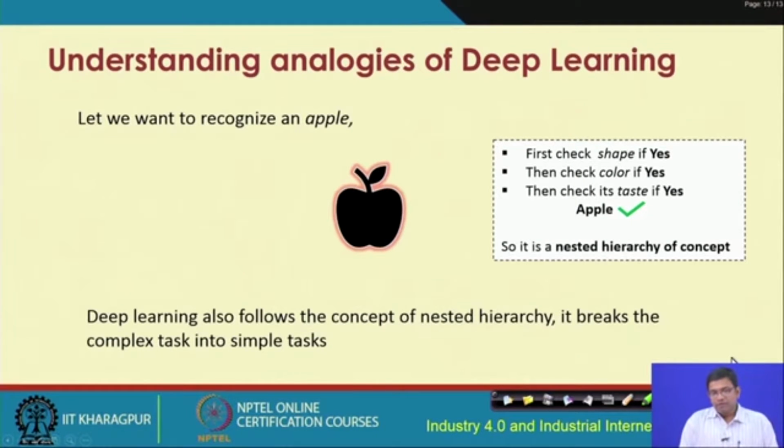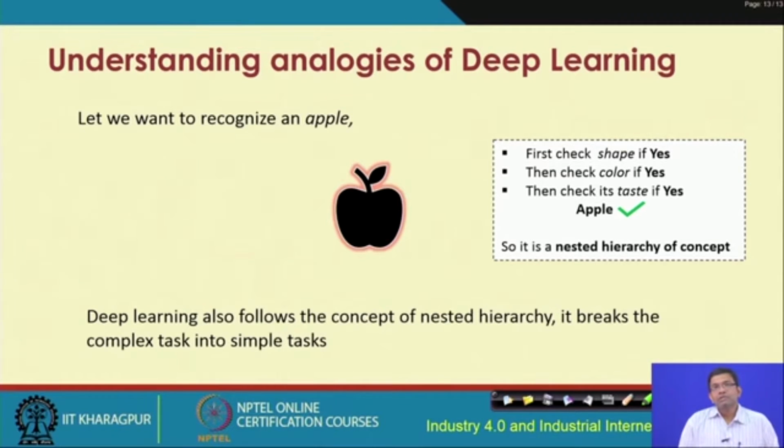Let us take an analogy from real life about how deep learning works. Let us say that we have to recognize whether this is an apple or not. First, you check the shape. If the shape is what is desirable, then you check the color. If the color is okay, then you check its taste. You have a bite of the apple and check how it tastes. If the taste is okay, then you confirm that it is an apple.